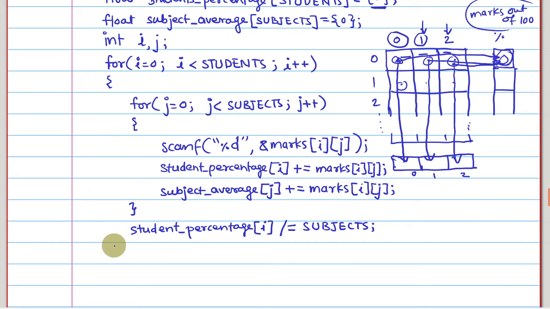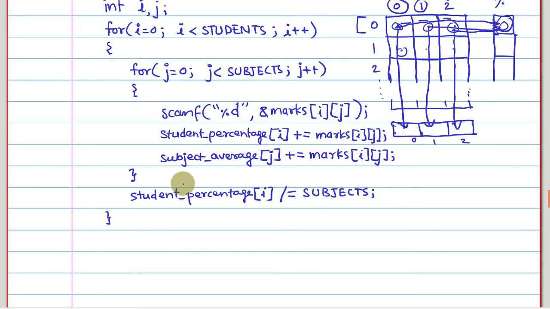After that, but the same thing cannot be done for subject average. I hope you understand that, right? Because after the end of one iteration of the outer loop, we only have these marks. We don't have all the marks for a given subject, marks of all the students for a given subject. And unless you have marks of all the students for a given subject, you cannot find the subject average. That can only be found once all iterations of the outer loop are over, right?